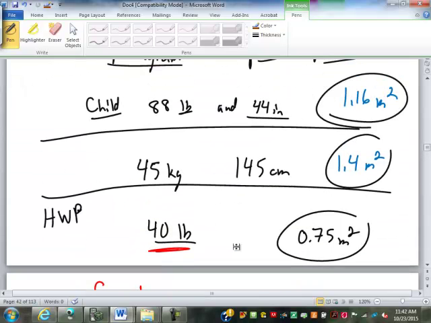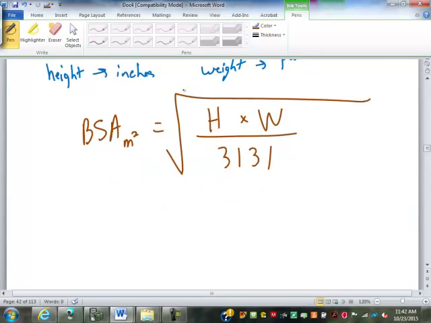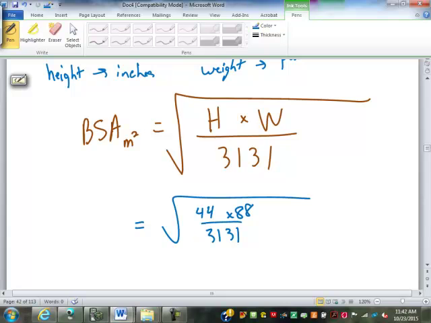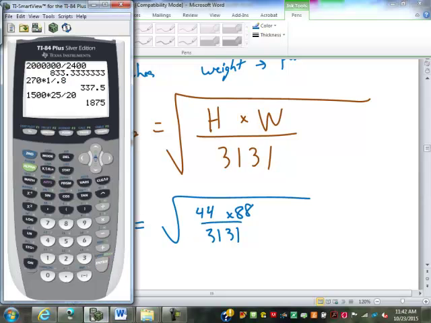So we had two patients up here. We had one that was 88 pounds and 44 inches. Let's see what that one comes out to be. This will be 44 inches times 88 pounds divided by 3,131. And then square root it. So on my calculator, I can enter this all at once. I do second square root. Oops, that's not one. Second square root. And I don't even need parentheses because this is actually just multiply then divide. I can just do 44 times 88 divided by 3,131.